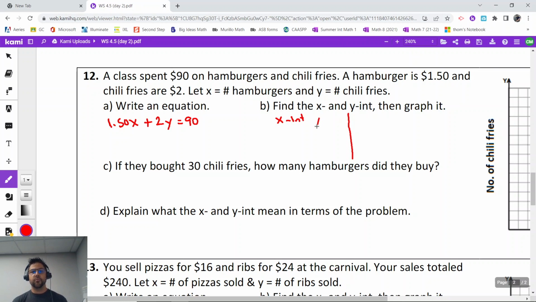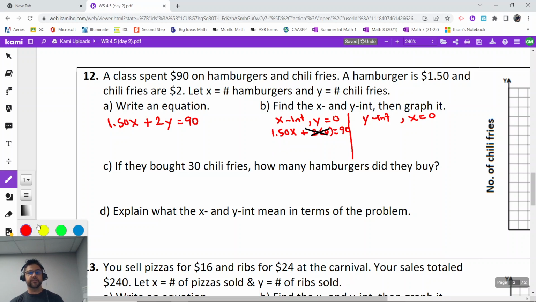X-intercept, y equals 0. Y-intercept, x equals 0. So if you notice, before I start solving again, I set both up. Every year we have some students who only find the x-intercept, but don't find the y-intercept. All right, so I'm going to go ahead and substitute. So I've got 1.50x plus 2 times 0 equals 90. The 2 times 0 is gone.